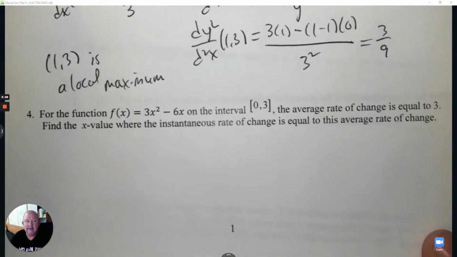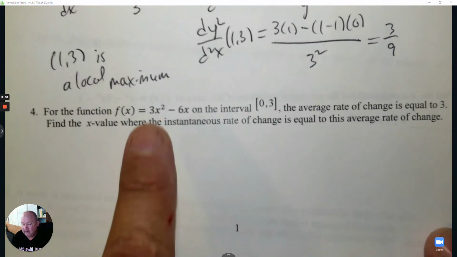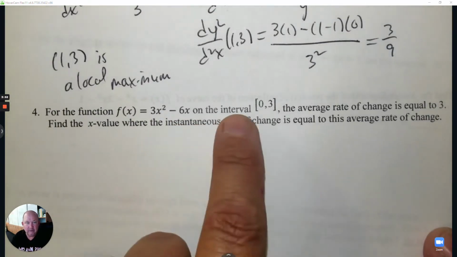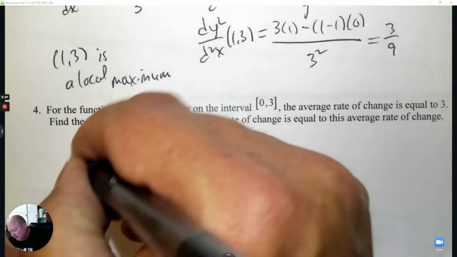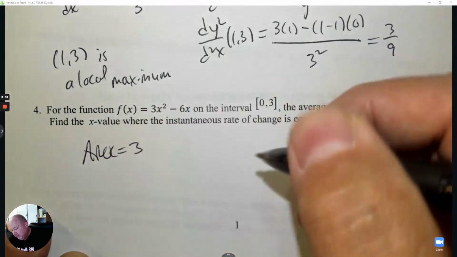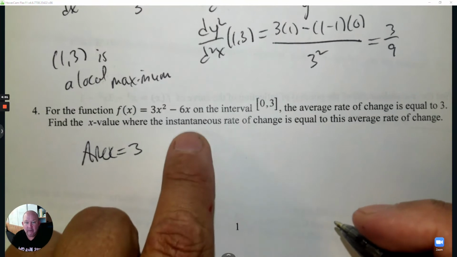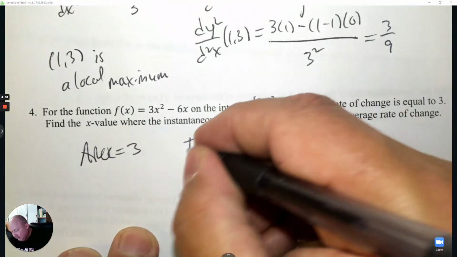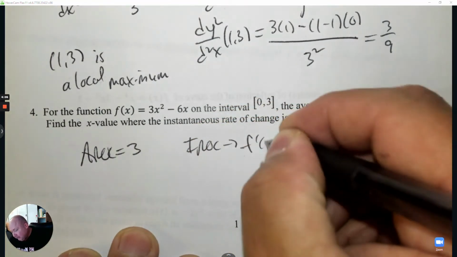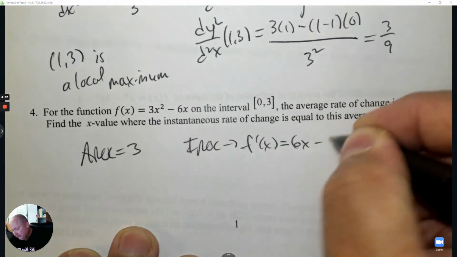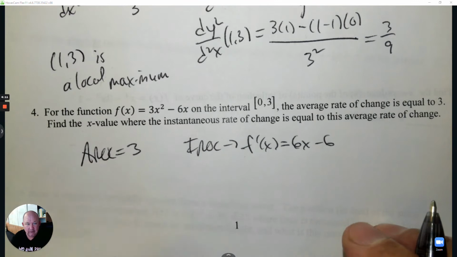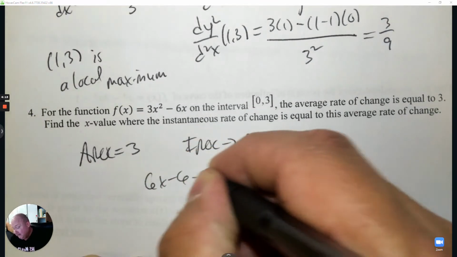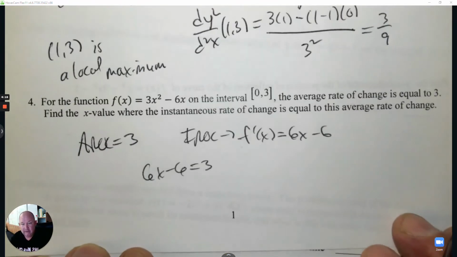All right, moving on. The function 3x squared minus 6x from 0 to 3. The average rate of change is equal to 3. That's AROC. And then it says find the x value where the IROC, that is the derivative. So I need to find the derivative, which is 6x minus 6, is equal to the average rate of change. So I take the derivative equal to the average rate of change, and then I solve it.